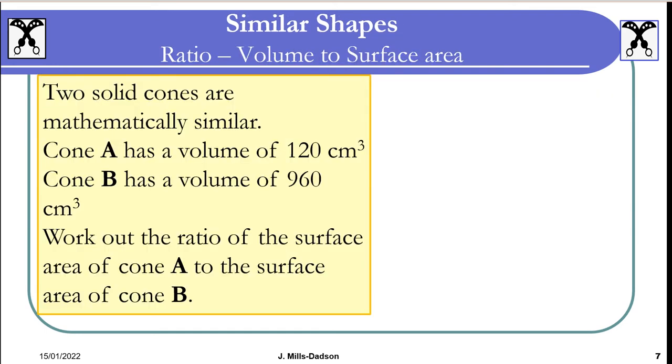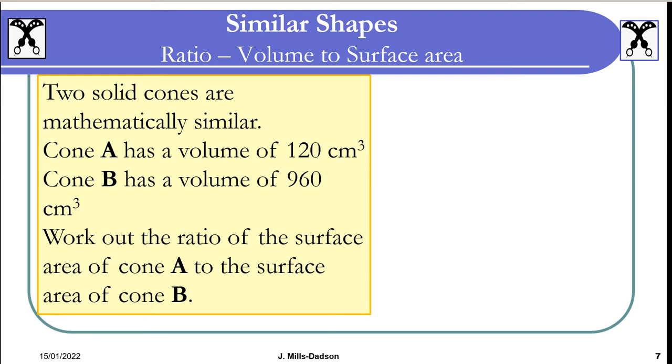Now this is an exam style question. Two solid cones are mathematically similar. Cone A has a volume of 120 cm cubed. Cone B has a volume of 960 cm cubed. Work out the ratio of the surface area of cone A to the surface area of cone B.